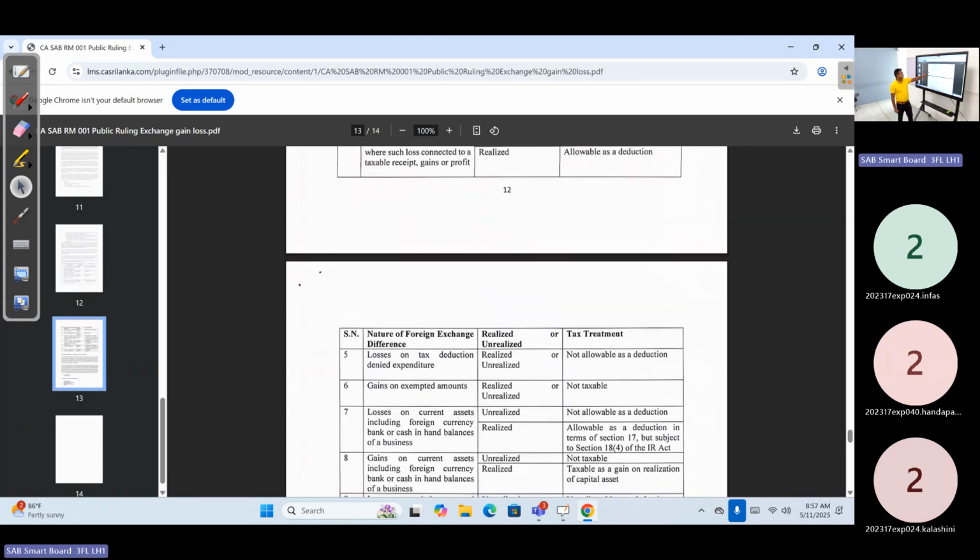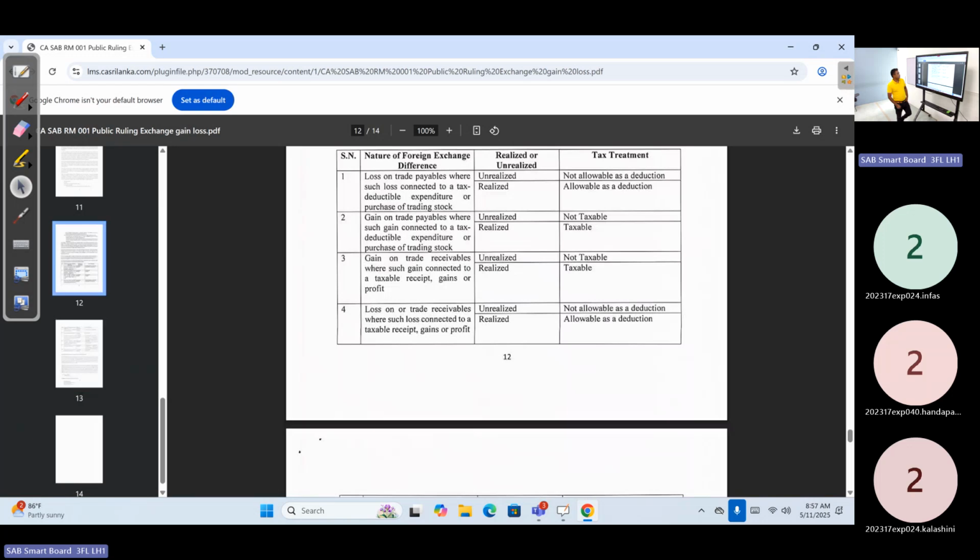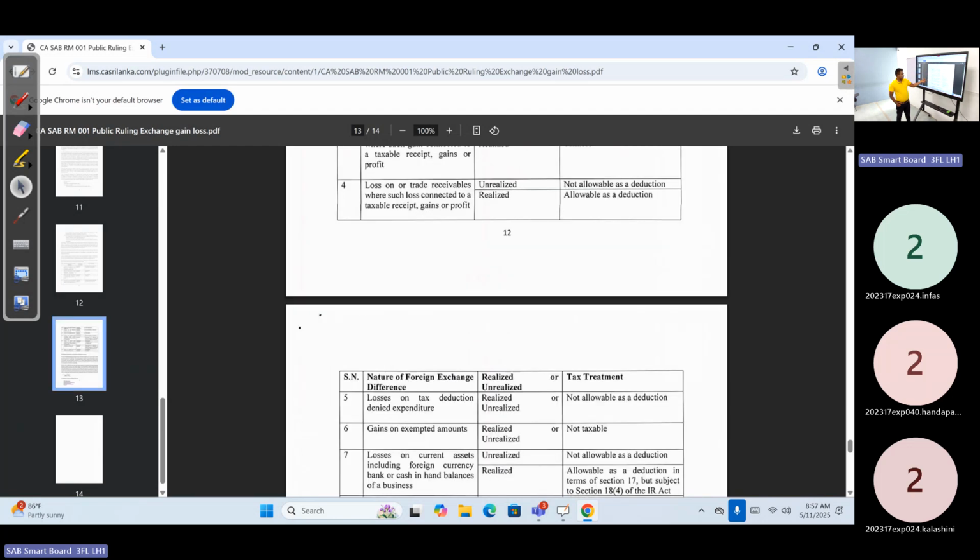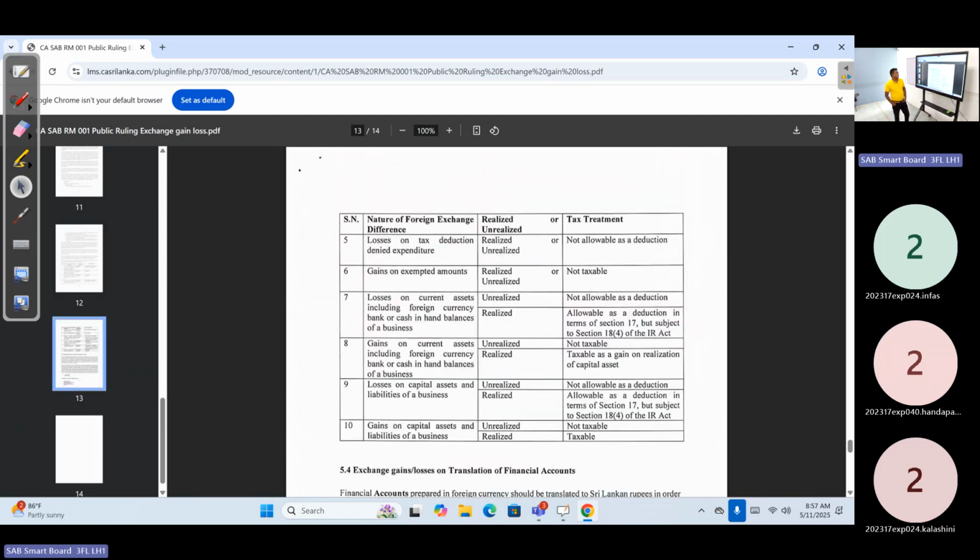So this is the other side, payable side, receivable, payable. First thing is payable, then receivable, same treatment. Loss on tax deduction, denied expenditure, that means such expenditure is not allowed to deduct. So what we should do? Exempt amount, is there any exempt income? On that, is there any gain or loss? What we should do? Right?